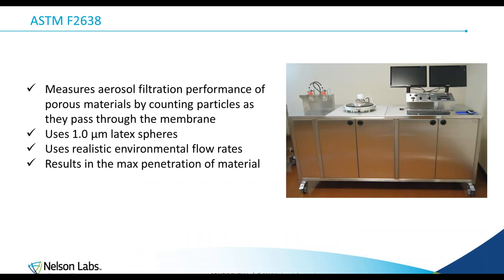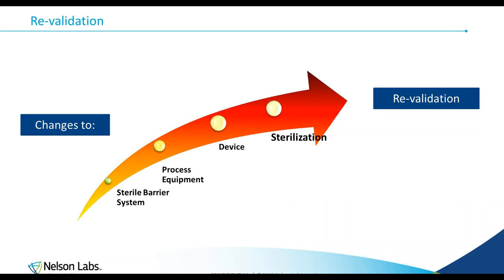There's also the next one, ASTM F2638. This is similar to ASTM F1608, but uses a lower flow rate. We need a minimum of a 4x4 sample, and this is also for porous materials only. These are the 3 microbial tests.